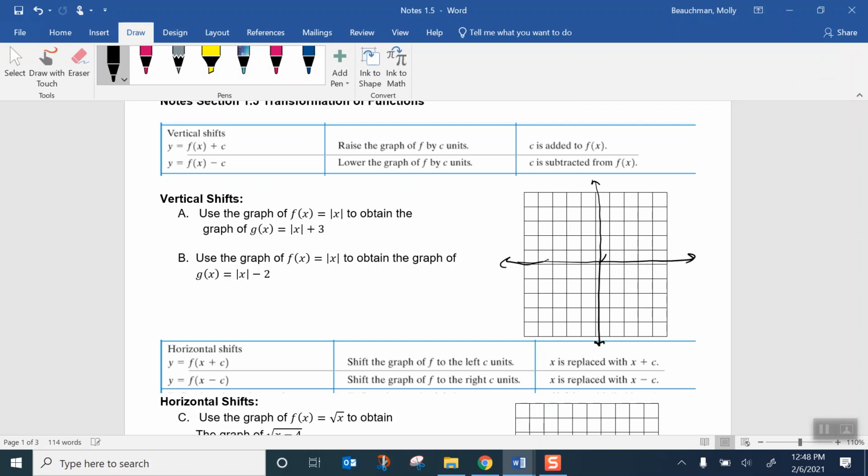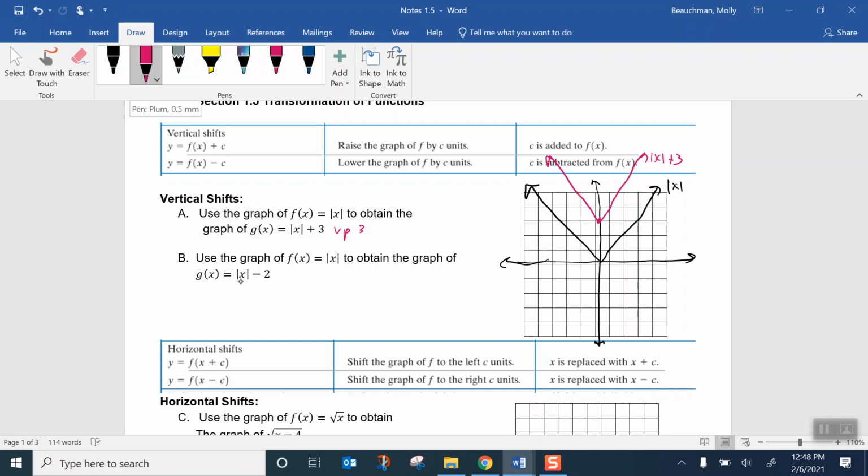So the original function, absolute value of x. So if we take absolute value of x plus 3, vertical shift means this function is going to move up 3. All of the points move up 3. So our function will look exactly the same, but each value on the y-axis vertically will move up 3.